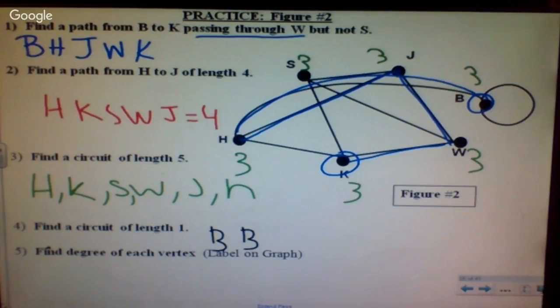Good. Each one should have a degree of 3. Any questions? Okay. Let's finish this up then. We're about done, my friends.